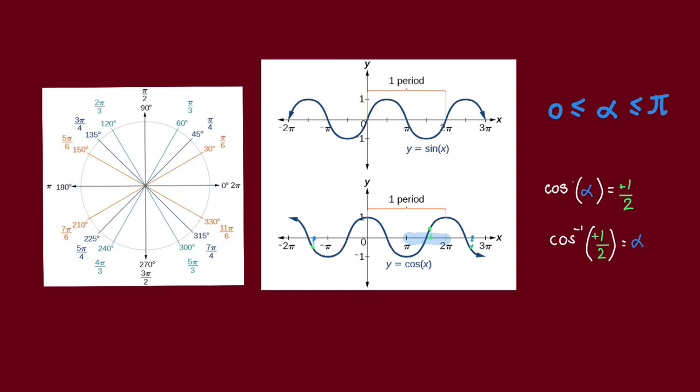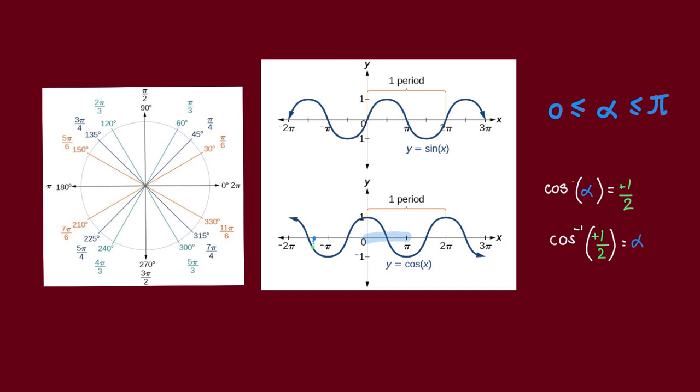So there are technically infinitely many possible ways to choose the range of cosine inverse. We could have chosen this one. We could have also chosen this one. And the reason why we chose this range is just because it's the simplest.